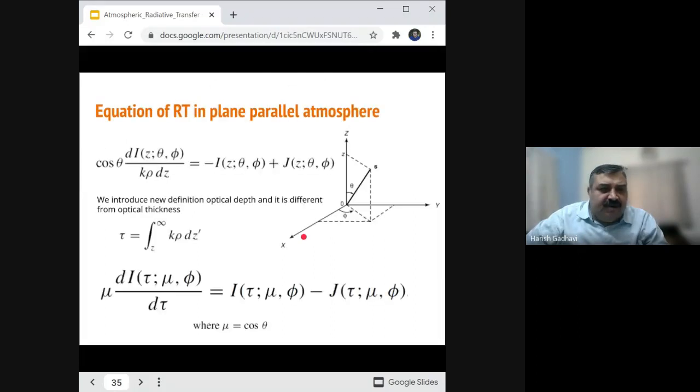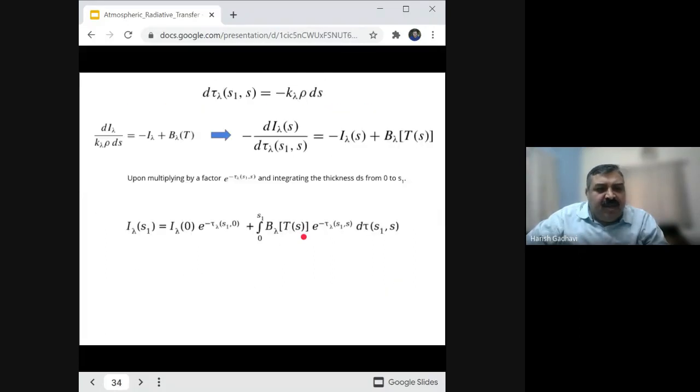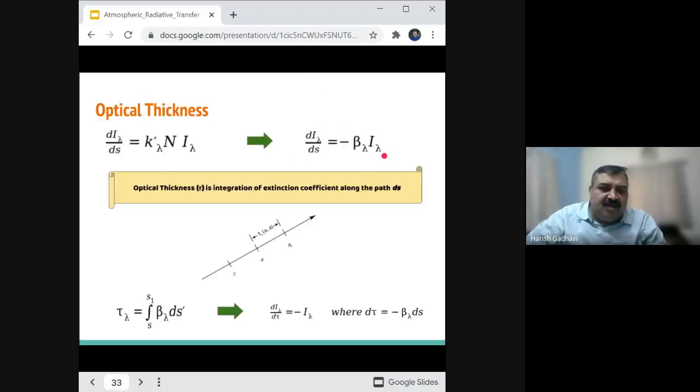Okay, so we have found this equation, and this is a very general equation. When we defined tau, I also warn you that there is something called optical depth, and that is different from optical thickness. Optical thickness doesn't have a directional quality. It is along the direction of S. If your beam is propagating in this direction, we are talking about S to S1.